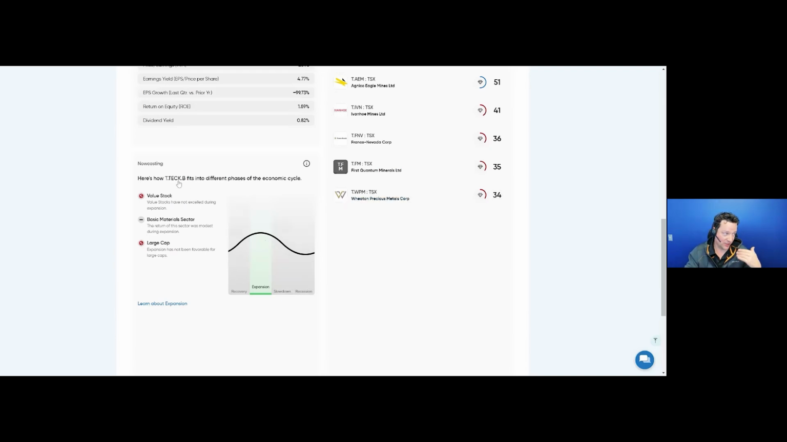So as an example, I'm looking at Teck Resources just because it's there. Value stocks have not excelled, but interesting to note, it's considered a value stock, right? Based on the value metrics. Basic Materials was modest during expansion, so not really an outlier, right? And large cap has really not been favorable for expansion. So we can change that though, or we can learn about it.